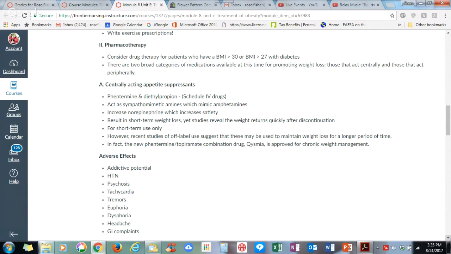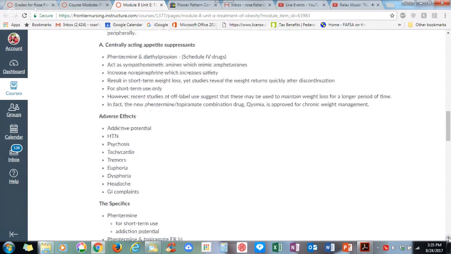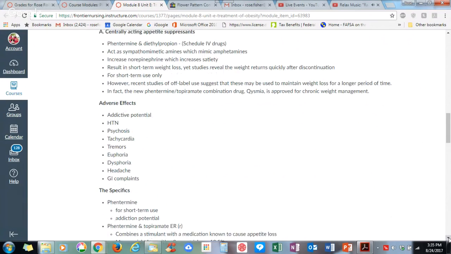There are two broad categories of medications available at this time for promoting weight loss: those that act centrally, and those that act peripherally. Centrally acting appetite suppressants: phentermine and diethylpropion are Schedule IV drugs. They act as sympathomimetic amines, which mimic amphetamines. Increased norepinephrine increases satiety, resulting in short-term weight loss, yet studies reveal that weight returns quickly after discontinuation. It is for short-term use only.